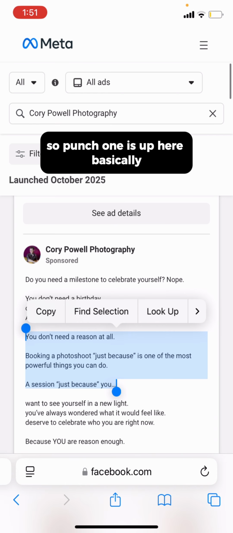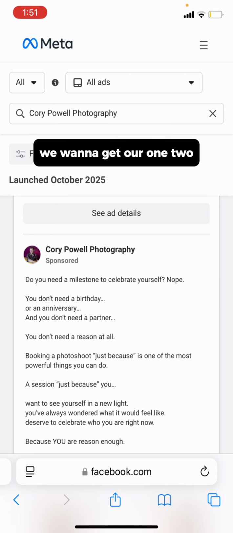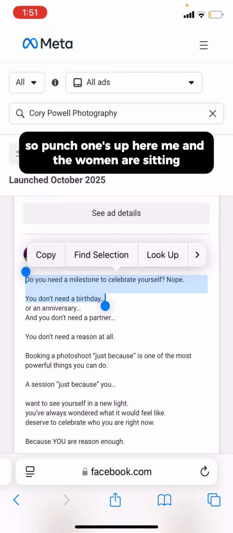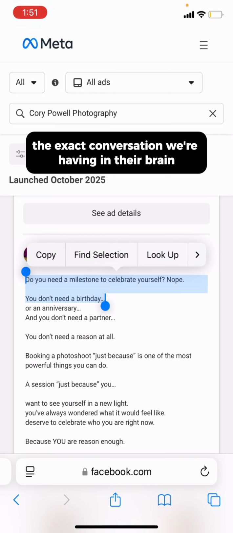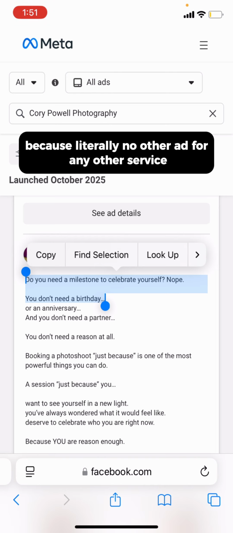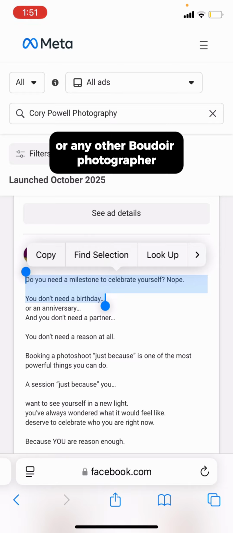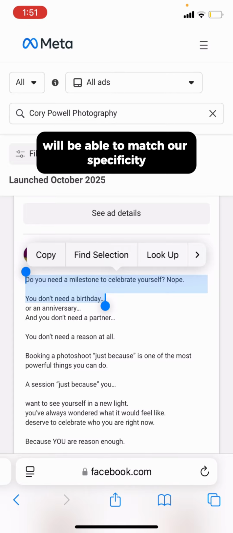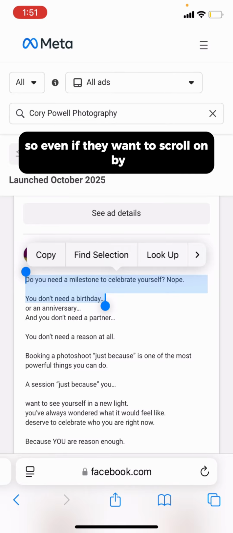So punch one is up here. Basically, we want to get our 1-2 punch lined up correct. So punch one's up here. Me and the women are sitting in the exact conversation we're having in their brain because literally no other ad for any other service or any other boudoir photographer will be able to match our specificity. So even if they want to scroll on by, they won't be able to.